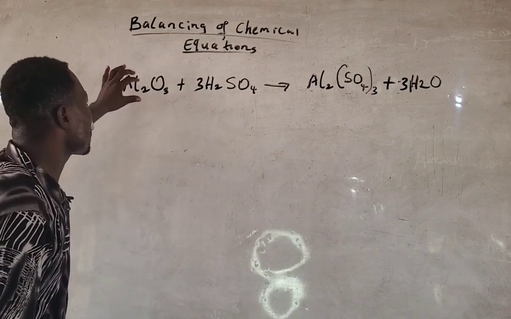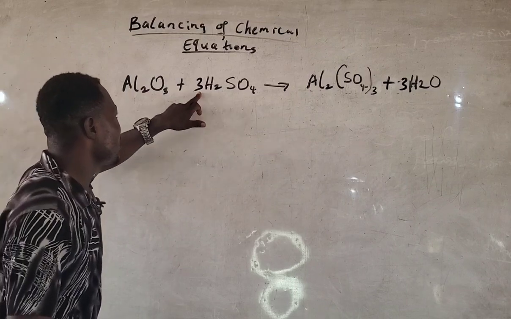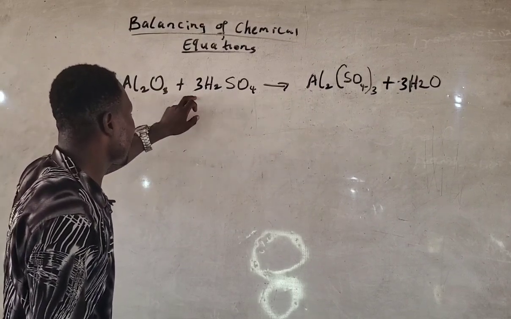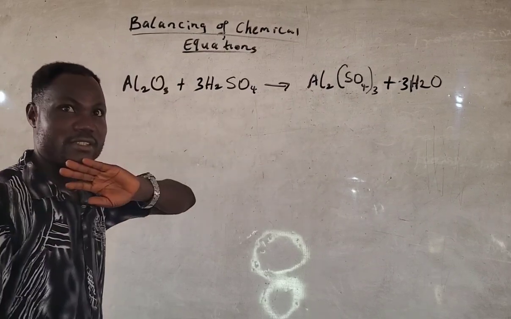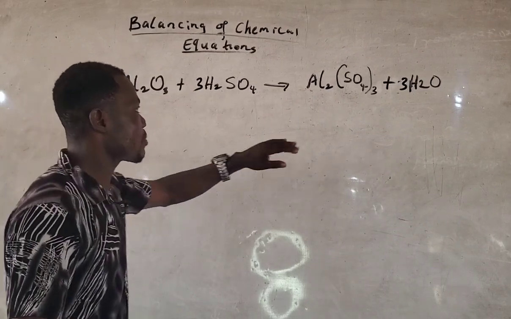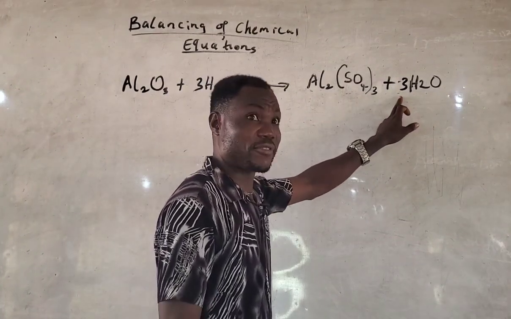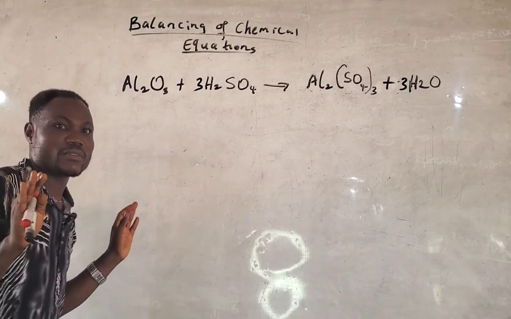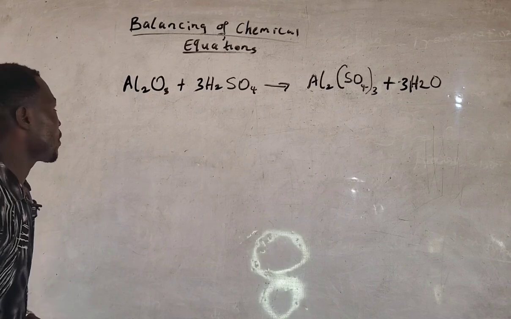Fix it. So oxygen, this is 3 here, and we have here 3 times 4 is 12. 3 times 4 is 12, and 12 plus 3 is 15 on this side. Then let's come to this place. 3 times 4 is 12 plus 3, 15. So the equation is balanced. Are we good? All right.